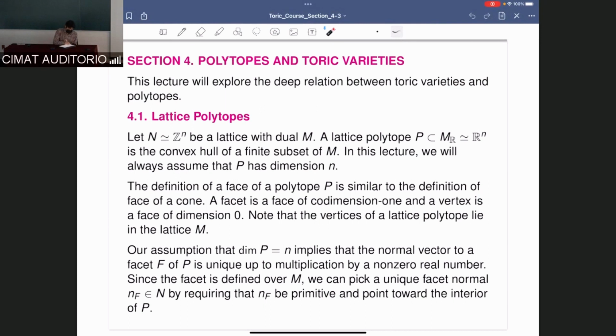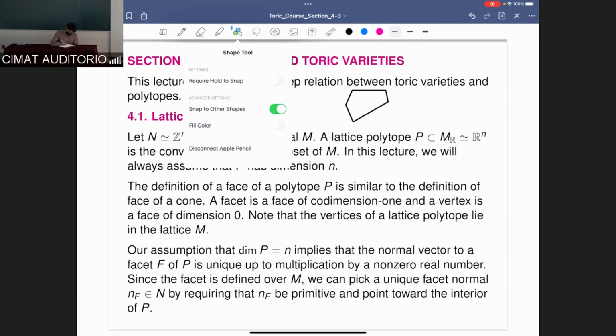So we are going to fix a lattice N, which is just isomorphic to Z^n, and continuing with the same notation as before, the dual we call M, and that one is also then isomorphic to Z^n. By dual, we mean Hom to Z. So we have two copies of Z^n that are dual to each other, and previously we defined these polytopes, which are the convex hull of finitely many points.